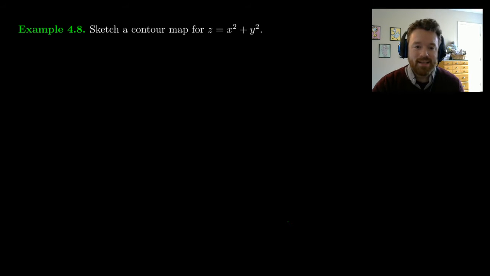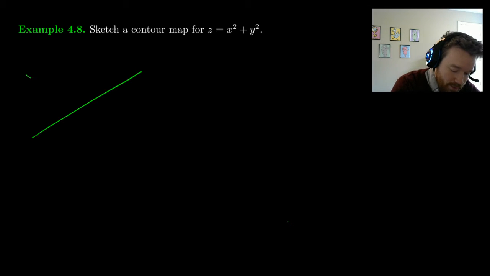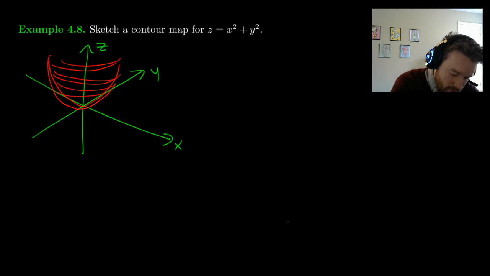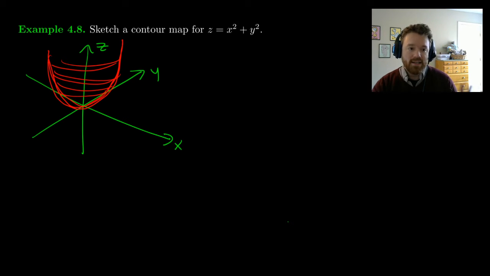Okay, so for our last example of a contour map, we're going to return to our example of the paraboloid. So let's try to remember what this looks like. So x, y, and z. It looks a little bit like this, right? Some parabola opening up both on the yz and the xz axis.